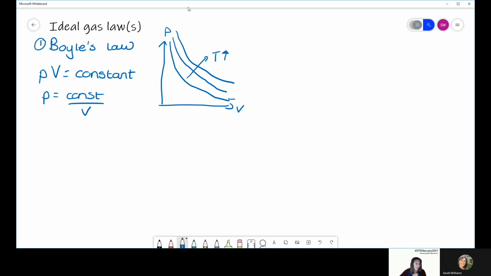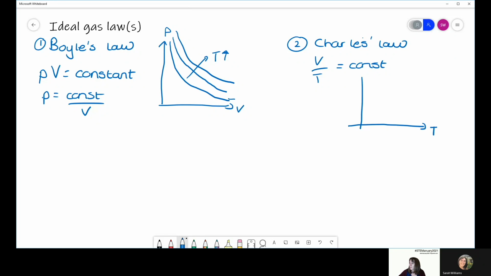The second law you need to be aware of is Charles's law. This relates the temperature to the volume at constant pressure. So V over T is constant. Again, the constant you get will depend on the pressure of the gas. If we were to draw a graph of temperature against volume, and note that temperature here is in degrees Celsius, we get a straight line, and this intercept here is at absolute zero.